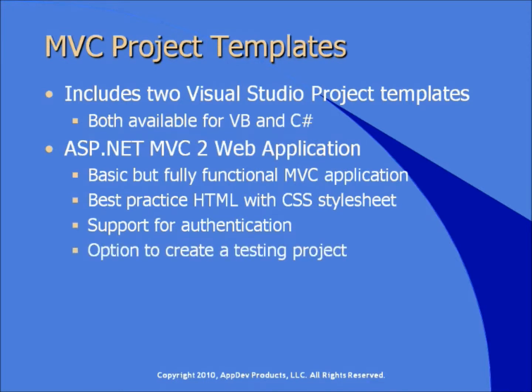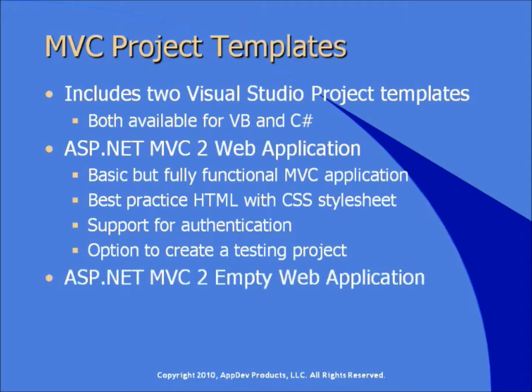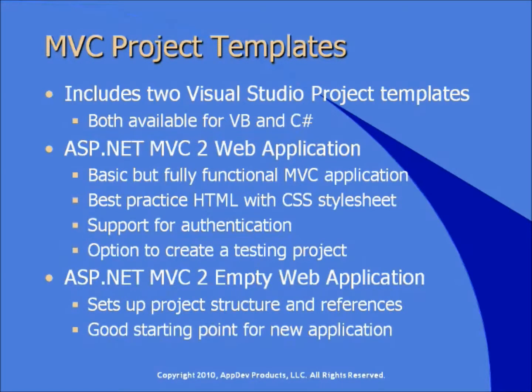This template gives you the option of creating a tests project in addition to the main application project so that you can write unit tests. The Empty Web Application template sets up the project structure, including folders for models, views, and controllers, and sets the references you need to the MVC framework. It provides a really good starting point for a new application that you'll develop from scratch, including building your own CSS styles for views. If you want to create a unit test project with a project created from this template, you'll need to add that manually after you create the Empty Web Application.